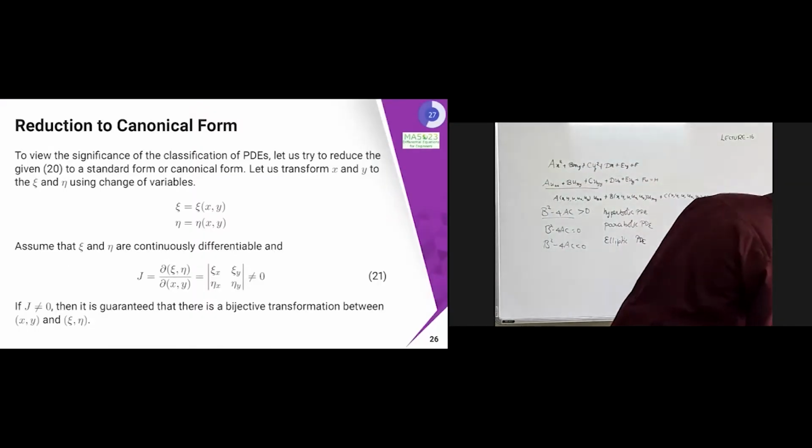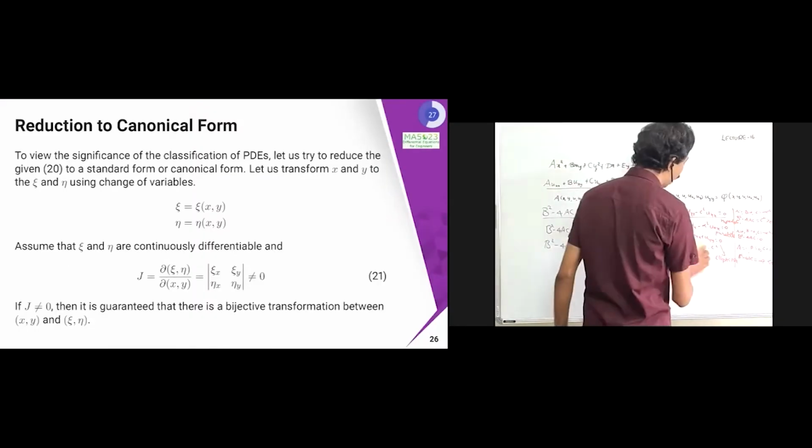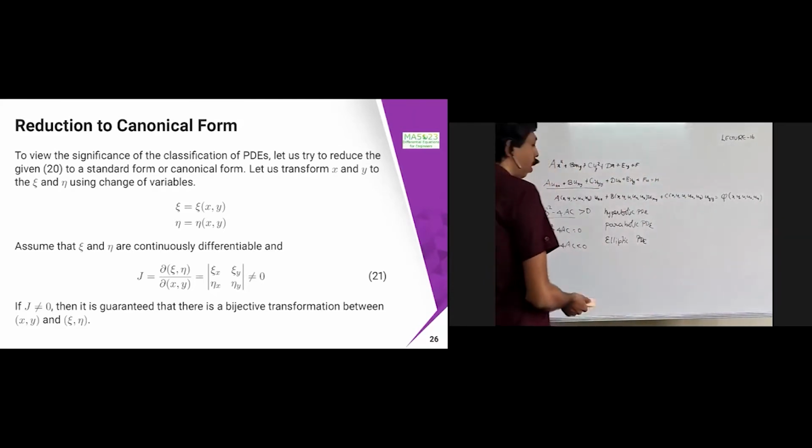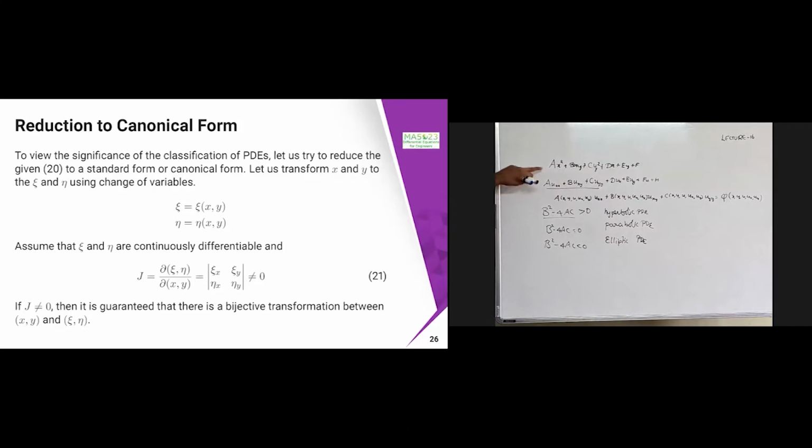In canonical form, we are going to transform the PDE, whatever PDE is given to you. In this case, we are going to talk only about the second order linear PDE, not everything. So how do we transform to canonical form?